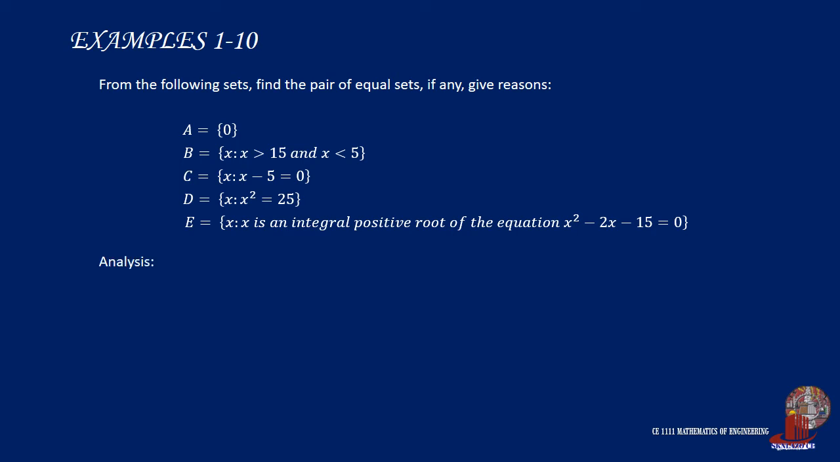Let's analyze each of these sets. 0 belongs to set A. Set B will be null as there isn't any number which is greater than 15 but less than 5. Set C would be yielding us the answer of 5. Set D would have two elements, that would be 5 and -5. And set E would also be giving us the answer of 5. Checking on the results, we can say that sets C and E are equal.